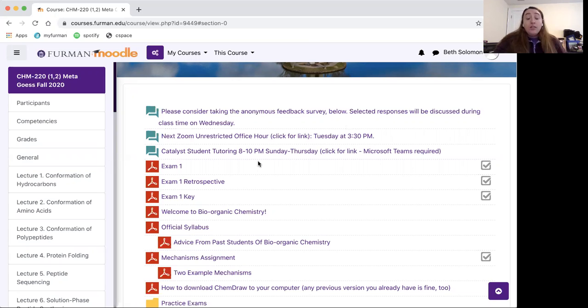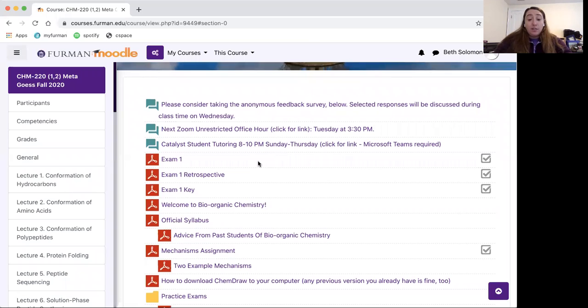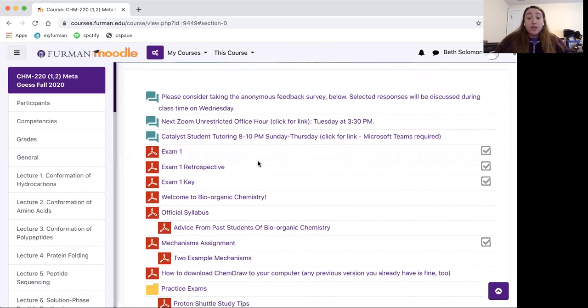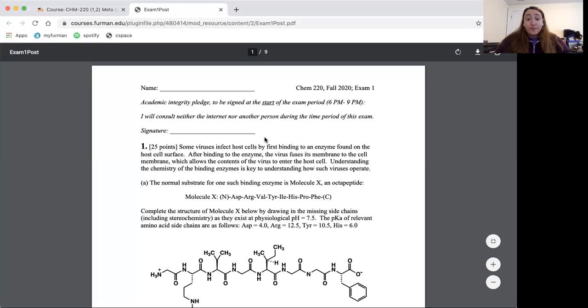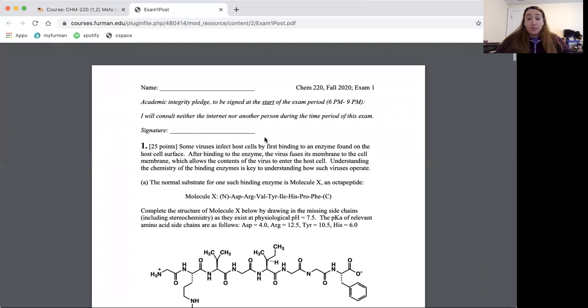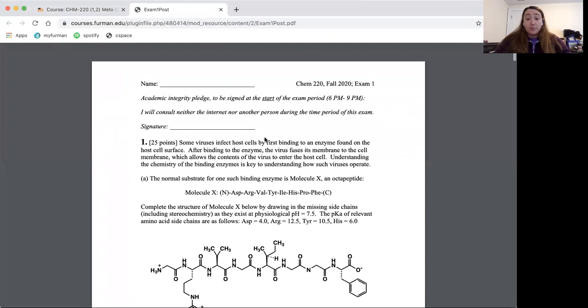But in addition to all of that and the other help that you have, the really important thing is the tools that Dr. Guest has given you on his Moodle site. An example right now is exam 1. He has given you the exam that you have taken, and you can see the exam, go through it and work through the problems again.